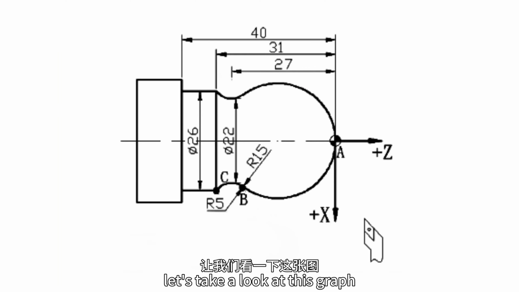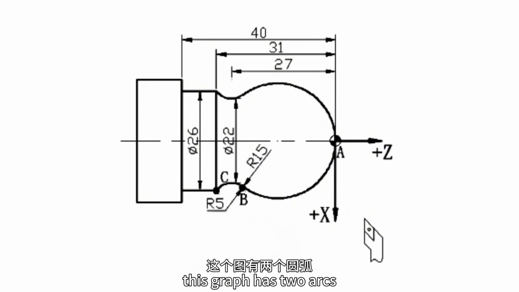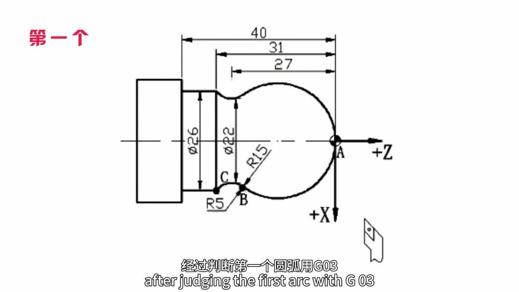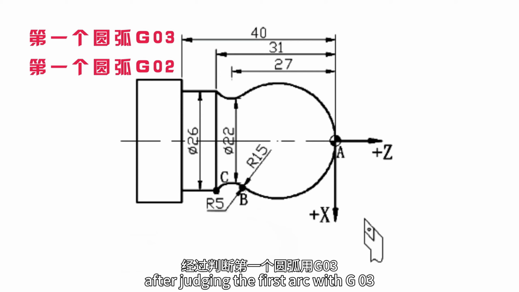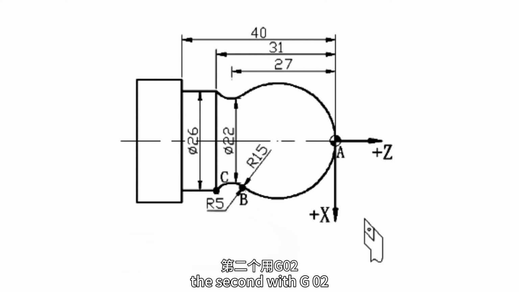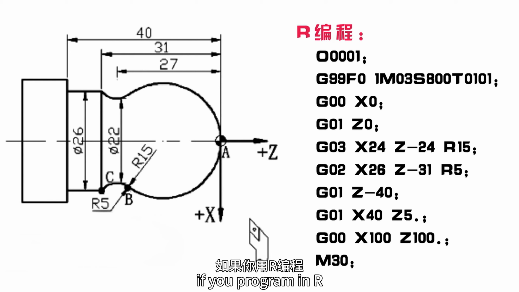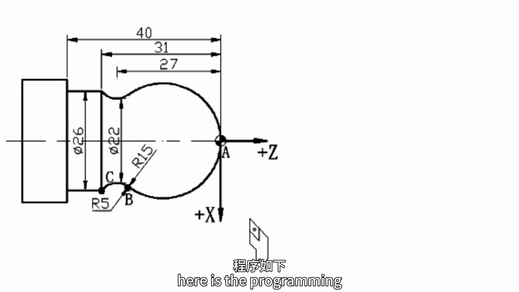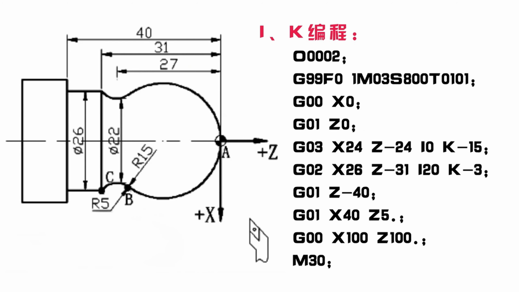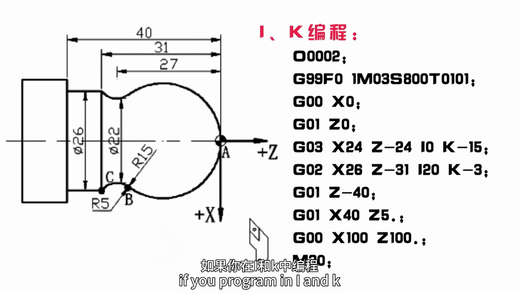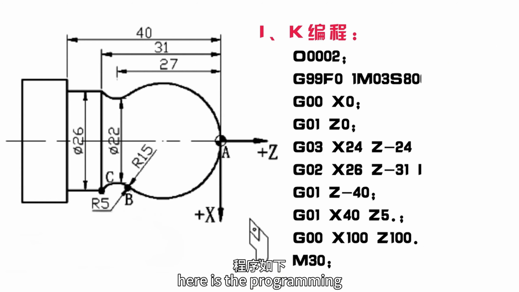Let's take a look at this graph. This graph has two arcs. After judging, the first arc uses G03, the second uses G02. If you program in R, here is the programming. If you program in I and K, here is the programming.